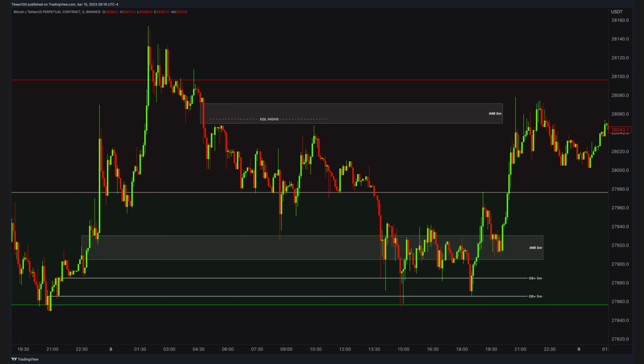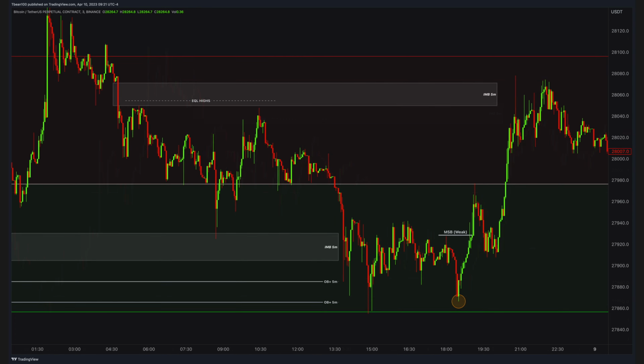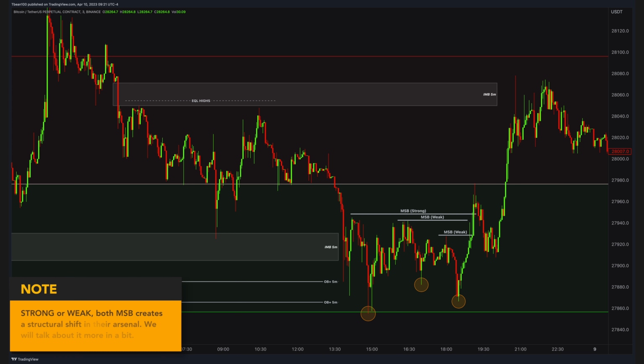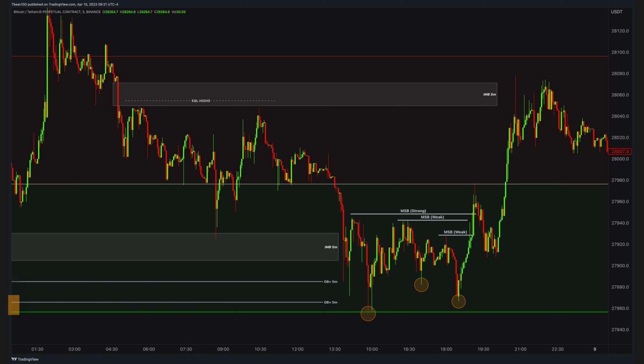Okay, let's talk about the market structure breaks. This break is a weak MSP because it does not create the deepest lower low. Now this break is also a weak MSP. It does not also create the deepest lower low. Now this is the one, the best MSP which created the deepest lower low. But how to choose which MSP then? So many market structure breaks and possibilities. After all, a weak MSP is still a shift in structure. We will talk about that in a bit.